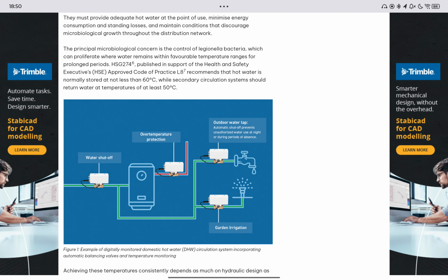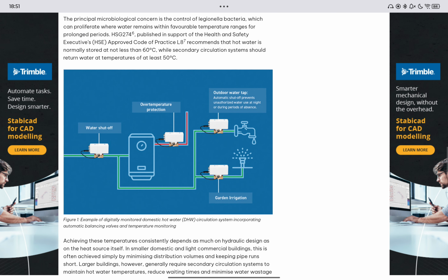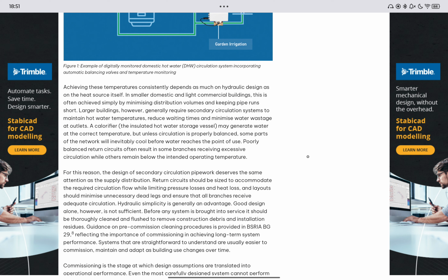The principal microbiological concern is the control of Legionella bacteria, which can proliferate where water remains within favourable temperature ranges for prolonged periods. HSG 274, published in support of the Health and Safety Executive's (HSE) Approved Code of Practice L8, recommends that hot water is normally stored at not less than 60 degrees C, while secondary circulation systems should return water at temperatures of at least 50 degrees C. Achieving these temperatures consistently depends as much on the hydraulic design as on the heat source itself.